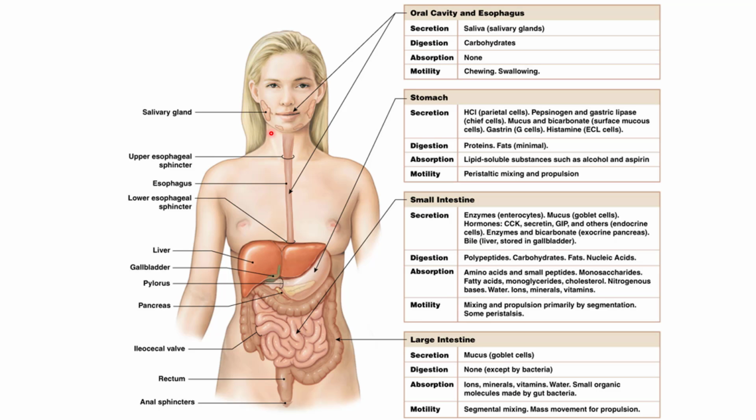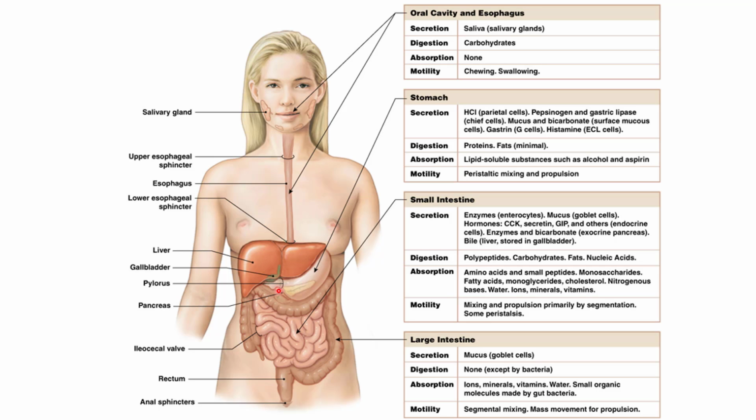In the oral cavity, as far as secretion goes, the main secretion is saliva. We'll talk a little more in detail about what's composed in that saliva, but we have some amylase and some isotonic sodium chloride. As far as digestion goes, the amylase found in saliva starts to digest some of our carbohydrates. It breaks down the starches and starts to make them into disaccharides. There is no absorption that occurs in the oral cavity, and the motility is accomplished through chewing and swallowing.